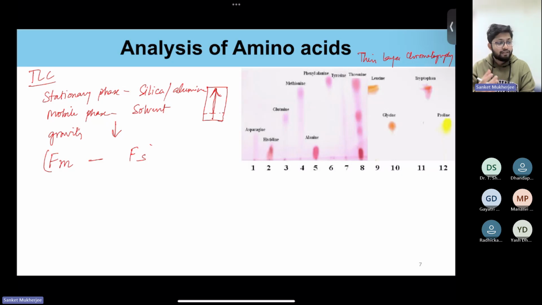And there are several factors which will control this migration. One of them is the composition of the mobile phase.